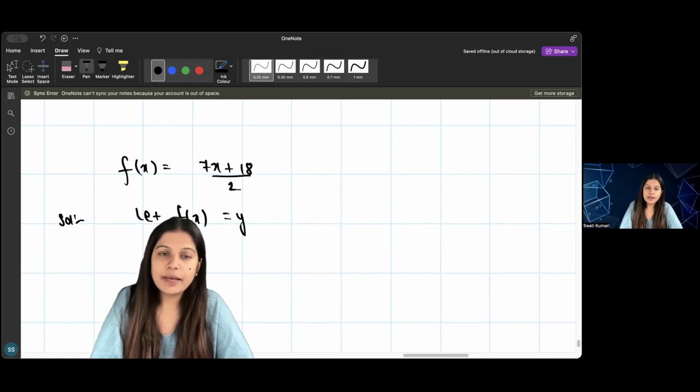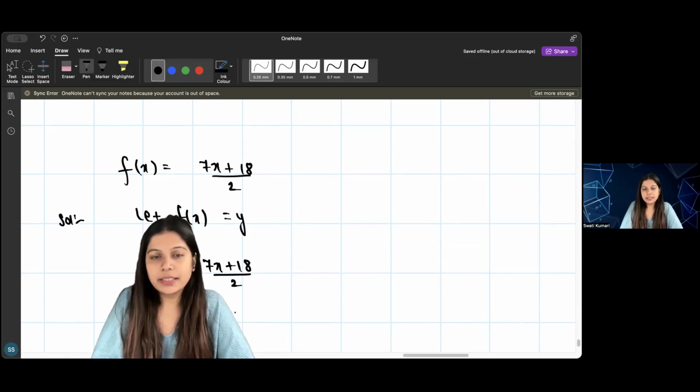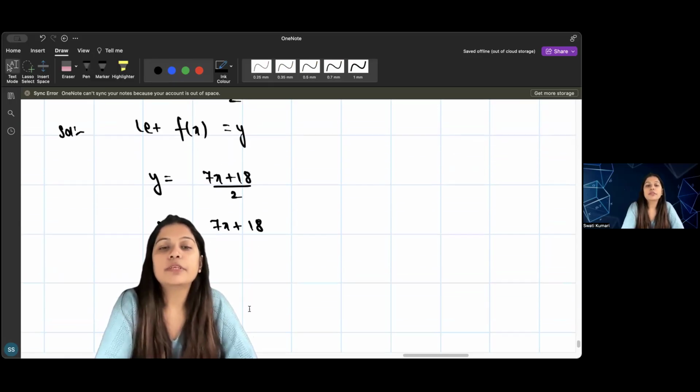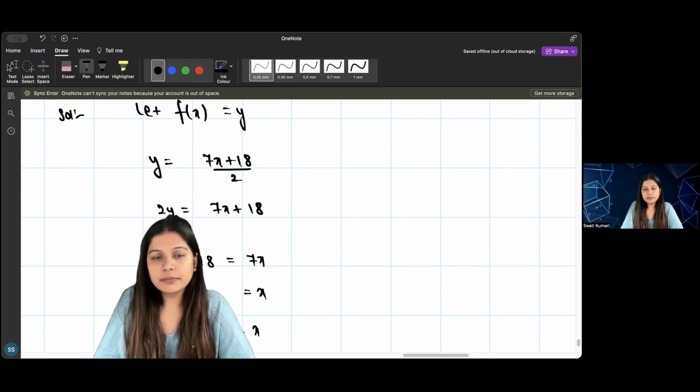So of course we have y equals 7x plus 18 over 2. And then this is going to be simply 2y equals 7x plus 18. So from here we can say 2y minus 18 equals 7x, which means x is 2y minus 18 over 7. If you want, you can take 2 common here. So it is going to be 2 times y minus 9 upon 7.